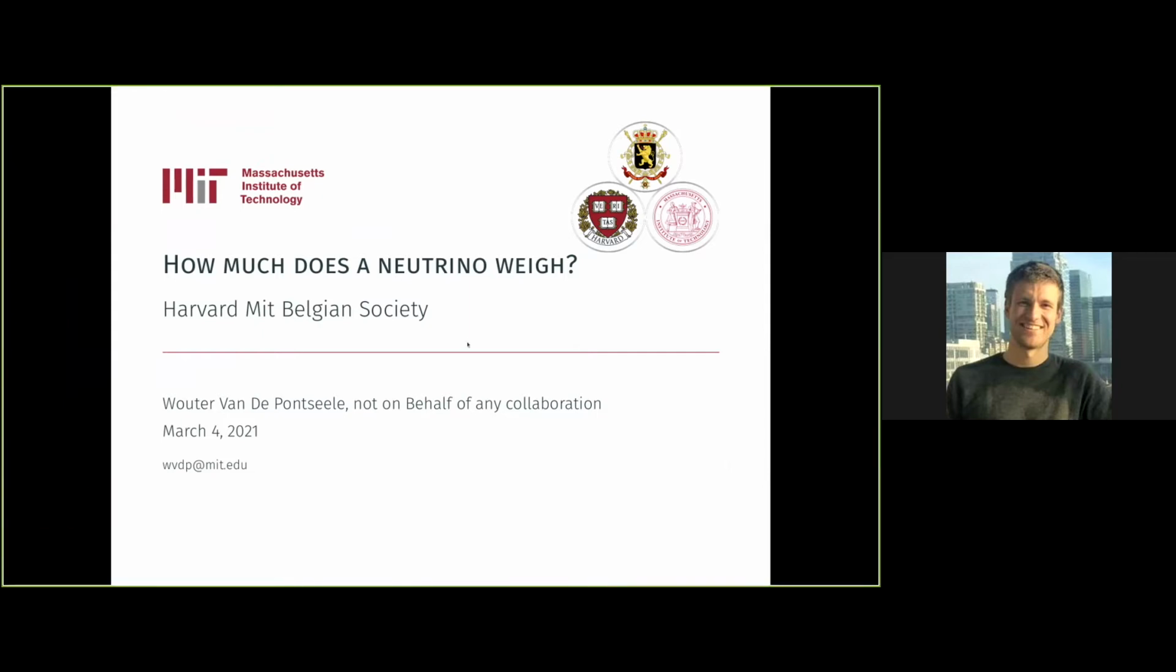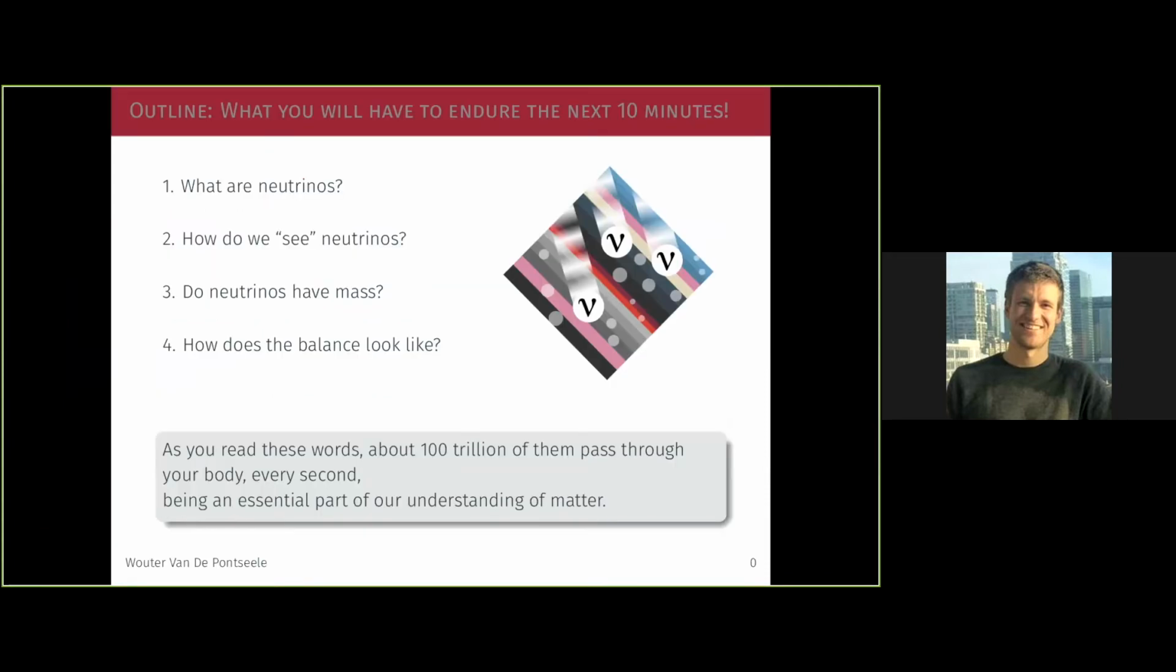Okay, great. Then we'll see the answers probably after I go to my first slide. So, okay, what do you have to endure in the next 10 minutes? First, I'll go over what are neutrinos, then how do we see neutrinos, and what does it mean to see neutrinos? Oh, wow. We have 100% the correct answer.